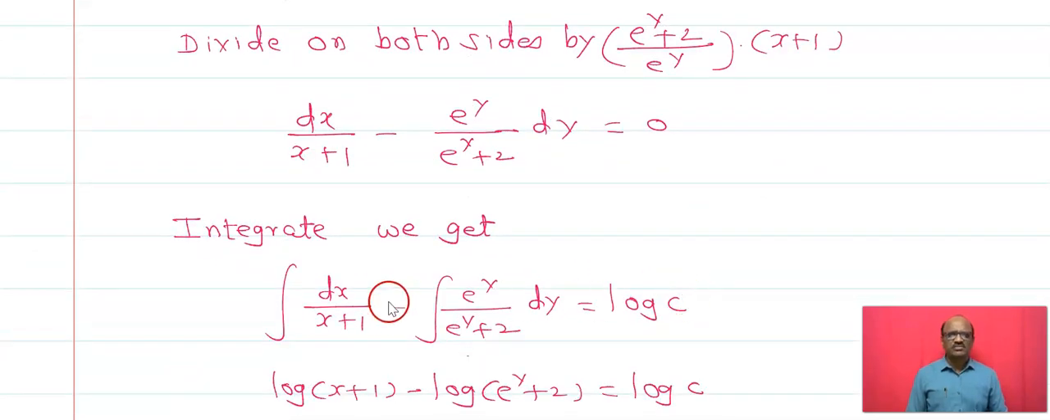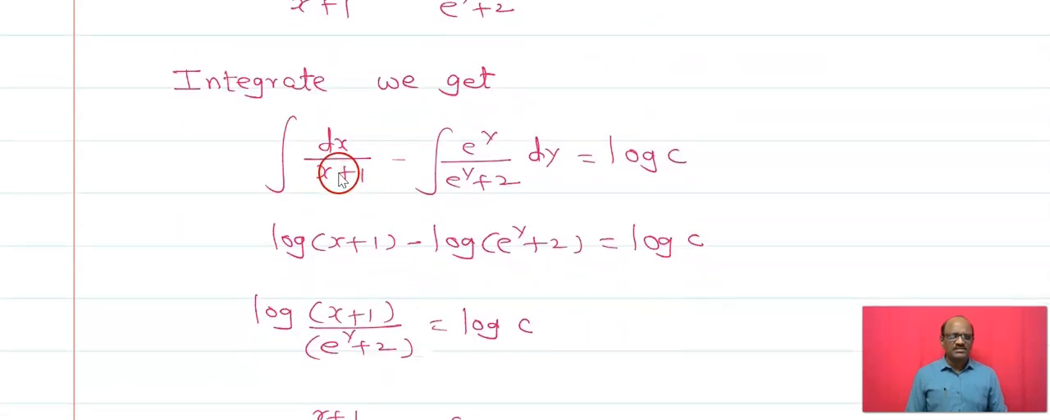Now this integral is very simple. Integrating on both sides, integral dx/(x + 1) minus integral e^y/(e^y + 2) dy equals log c. And the integral of dx/(x + 1) is log of (x + 1) minus log of (e^y + 2), equals log c.